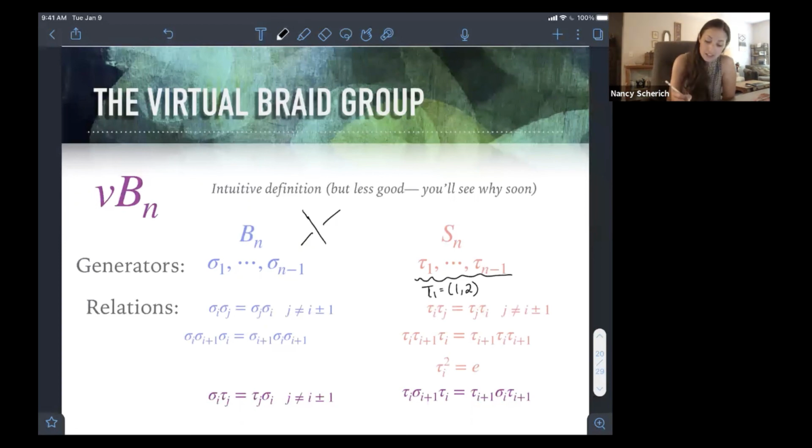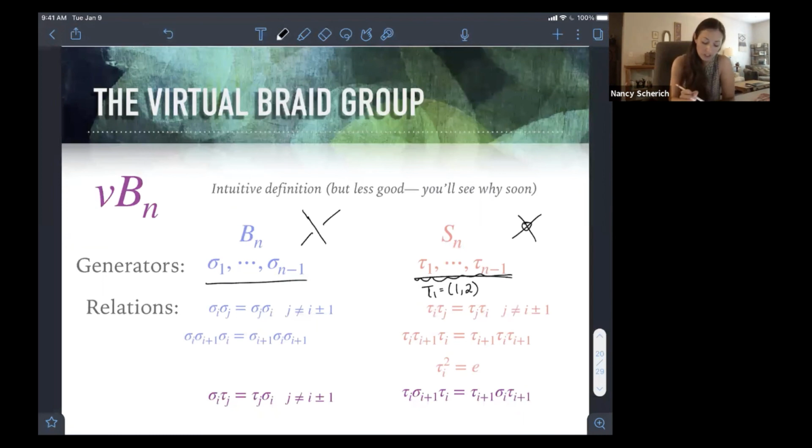Okay, these are going to give us virtual crossings. So they're not actually crossings at all. It's just a permutation. And so our generating set is going to be the generators of the braid group, the generators of the symmetric group, and then we smash them together.